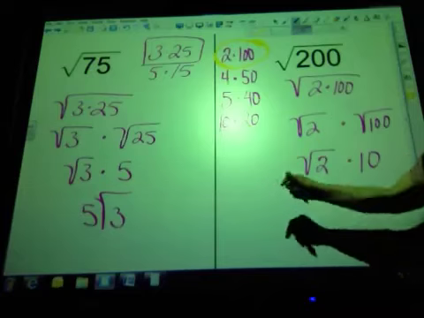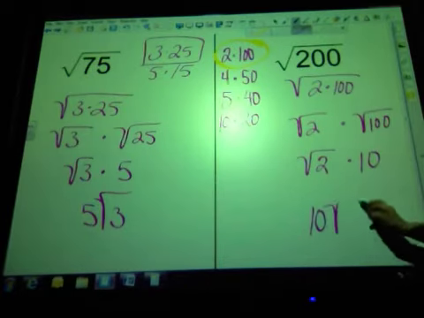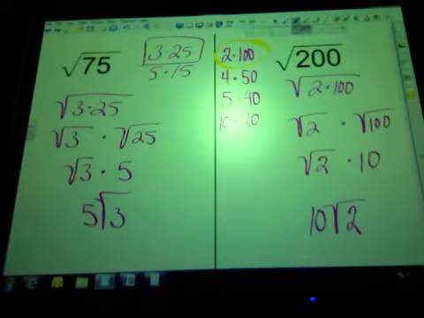Write this in simplest form: 10 times the square root of 2.